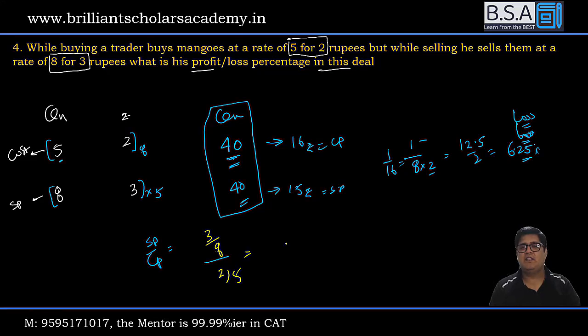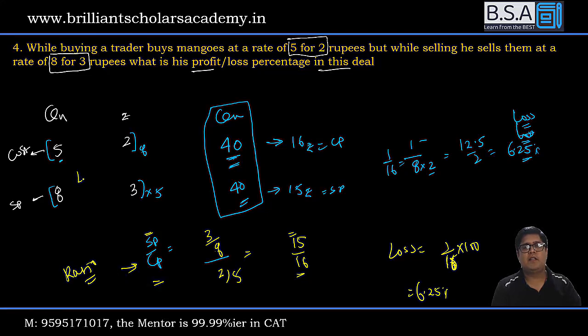When I rearrange this, do you see cost price has become 16, selling price has become 15. So you have a loss of 1 by 16 into 100. You will have the same answer, 6.25%. This is the ratio approach.